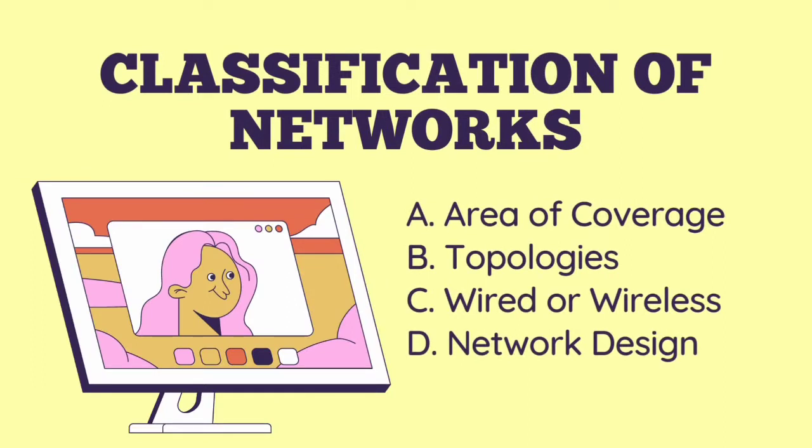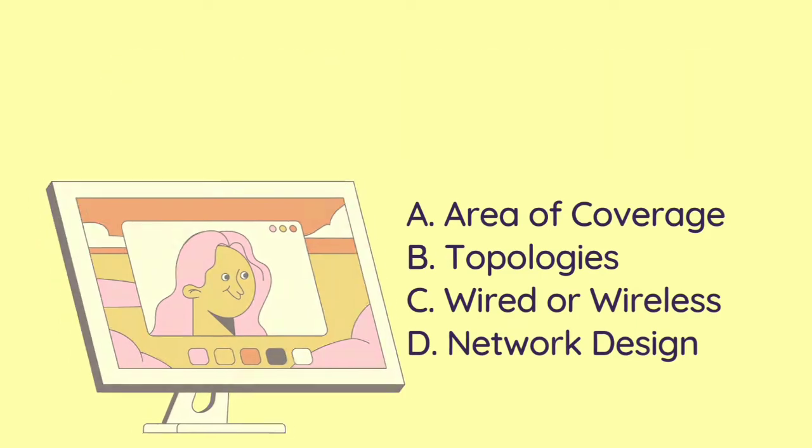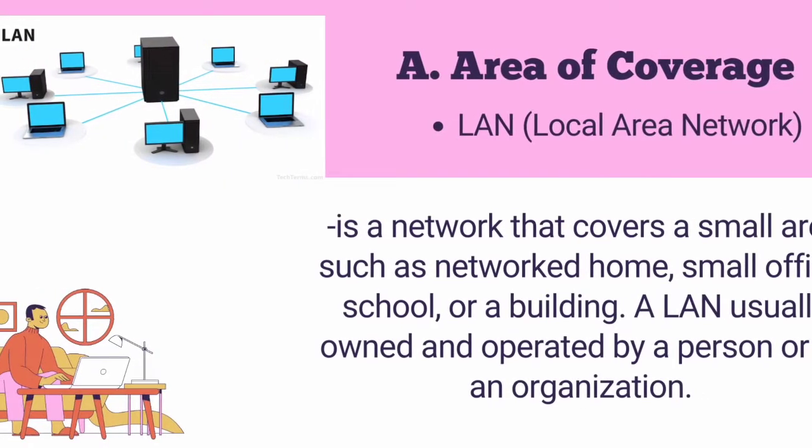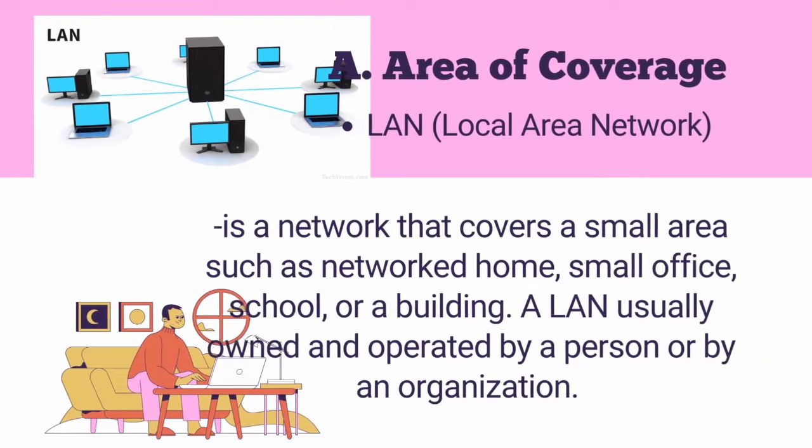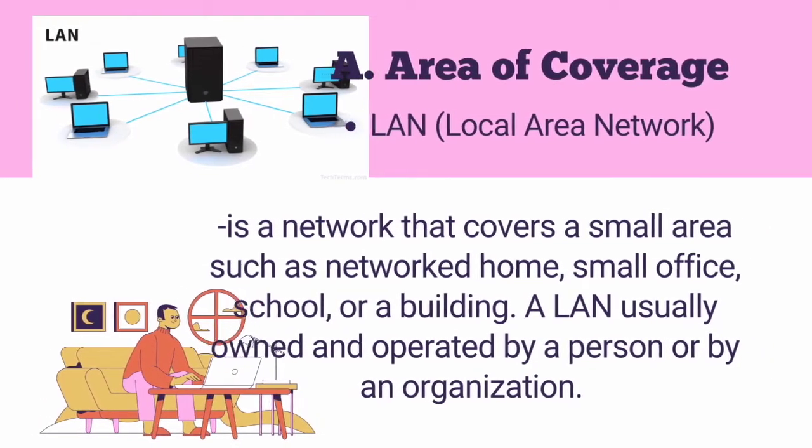So we have four classifications of networks. We have the area of coverage, topologies, wired or wireless, and lastly, network design. So those are the four classifications of network. First, we will discuss the area of coverage. We have four different kinds of area coverage.